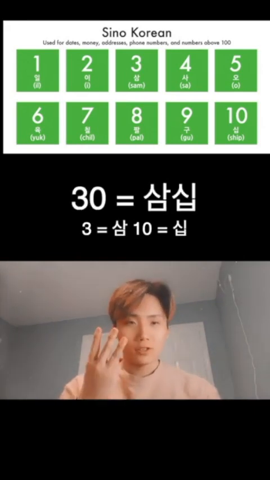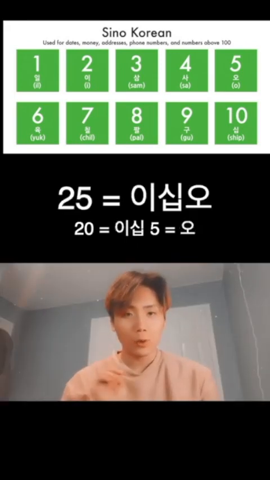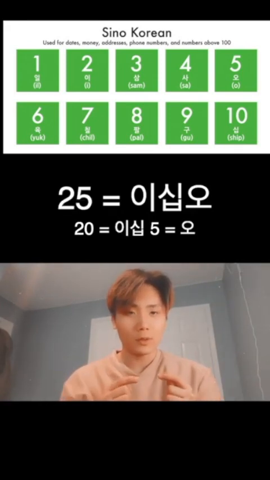Same goes for 30. 3 is 3, and then 10 is 10. It's going to be 30. 25 would be 20 is 20 and 5 is 5. So if you combine that together, it's going to be 25.